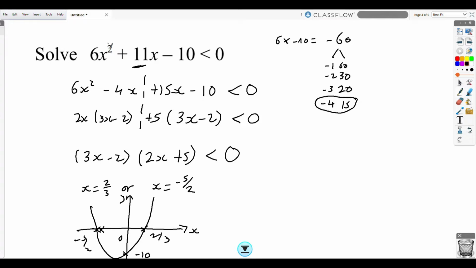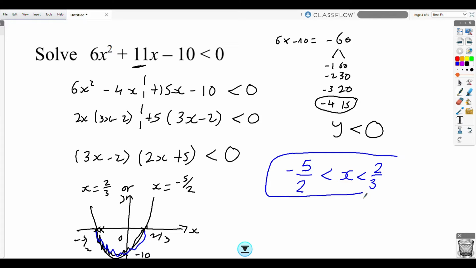So once again, we want to replace the equation with y to determine where we're looking. So we're looking for the values where y is less than 0, which we should realize is the range between our values here. So it's the range between minus 5 over 2 is less than x less than 2 over 3. You could have also solved this using the quadratic formula. You would have got those two solutions, and then these final steps would have been the same.